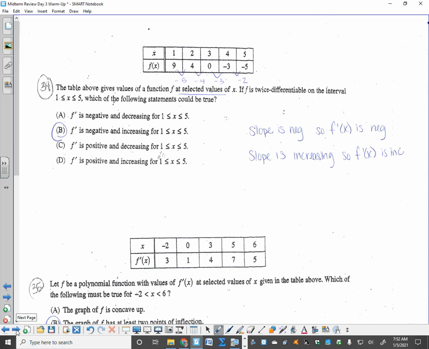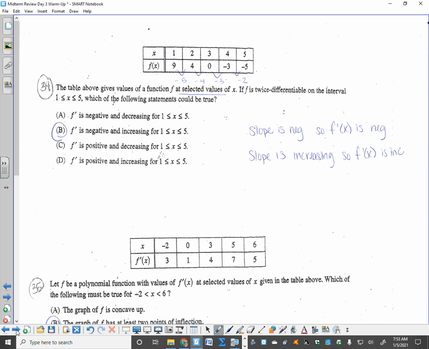Okay, last two problems. Hang in. The table above gives values of the function f at selected values. Be very careful. These are not all the values. If f is twice differentiable on the interval from 1 to 5, which of the following statements could be true? If I look at my y values, I can see that it's going down, going down, going down. It looks like it's going down by a lot, and then it's kind of letting off the gas a little bit.